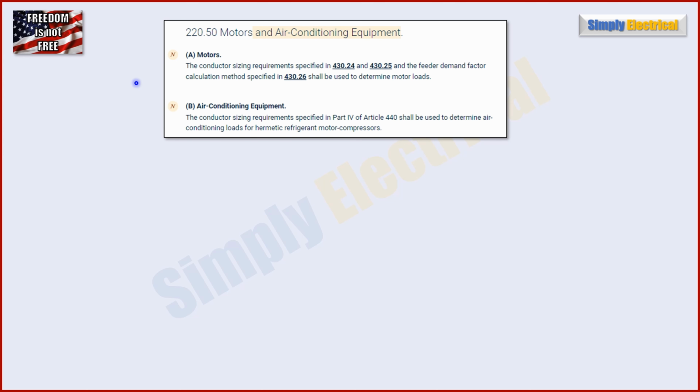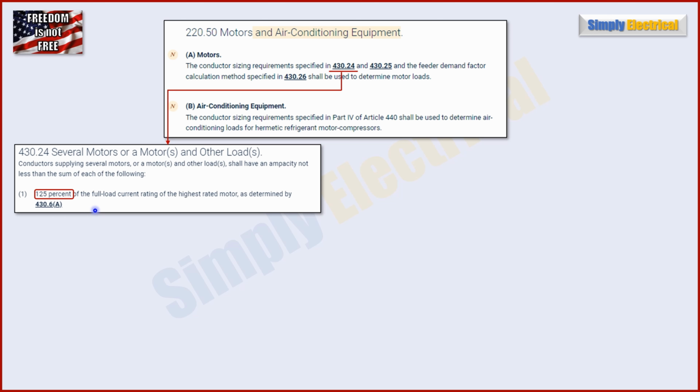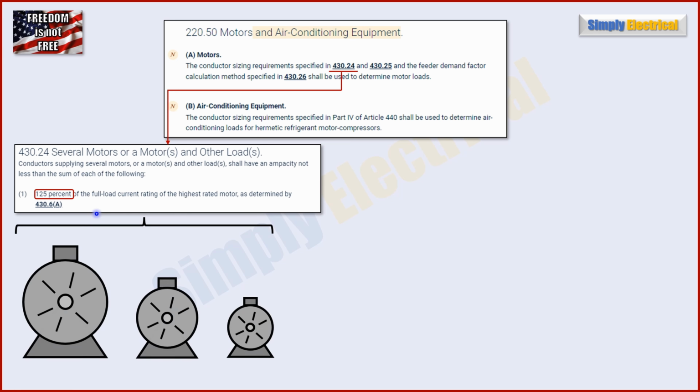Okay, 220.50A refers us to 430.24, 430.25, and 430.26. Now, 430.24 requires that we find the largest individual motor on the feeder or service that isn't part of a multi-motor or combination load equipment and take 125% of its FLC value to use in our calculation. So here's three separate motors, and we would have to take the largest at 125%.